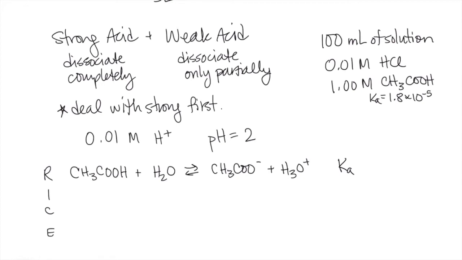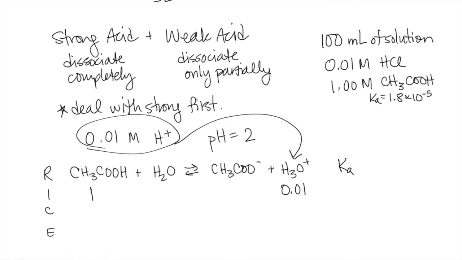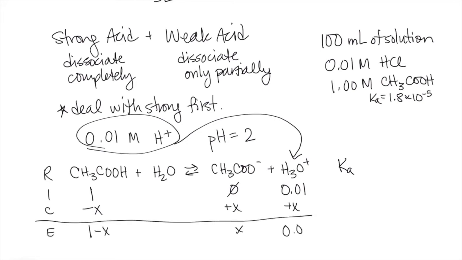0.01 molar of H+. That's the key thing. It was from our strong acid. It gets put right down here into our RICE table. And we've got 1 molar acetic acid. We still don't have any of our acetate, so we are going to have some forward motion on this reaction. And our Ka would be X times 0.01 plus X divided by 1 minus X.